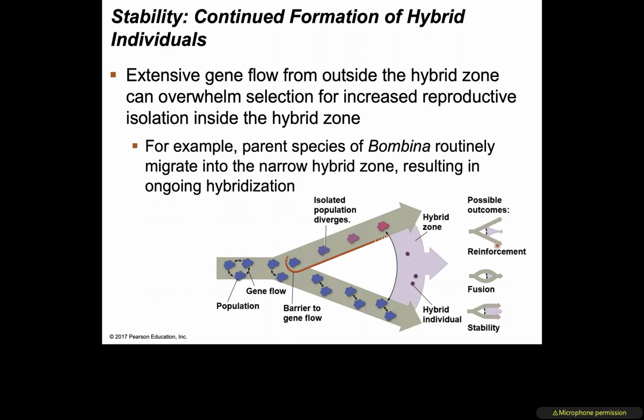So the first one, not successful, less hybrids. The middle one, successful, but so close that eventually they're going to end up as one species. And then stability, staying separate, and all of them are being successful.